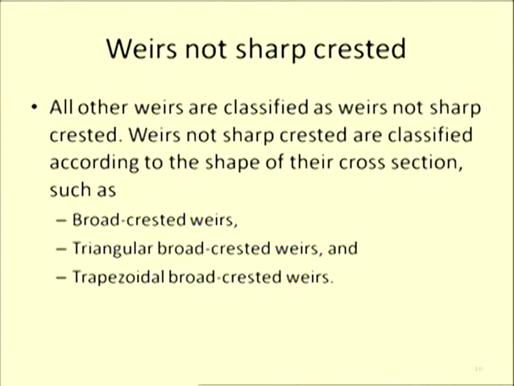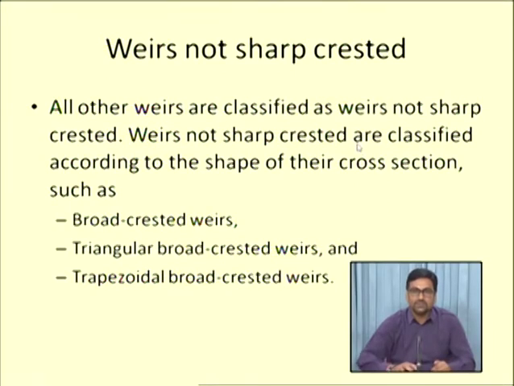Weirs which are not so sharp-crested are called broad-crested weirs. Sometimes they are also called not sharp-crested weirs. They are mentioned in the literature. So whatever you could think of as broad-crested weirs, where water glides over. All other weirs are classified as weirs not sharp-crested. Weirs not sharp-crested are classified according to the shape of their cross-section, such as the broad-crested weir simply. If there is no abutment, then for a broad-crested weir only a wall is constructed. Then triangular broad-crested weir, broad-crested but of triangular shape, then it may even be trapezoidal, the last one.